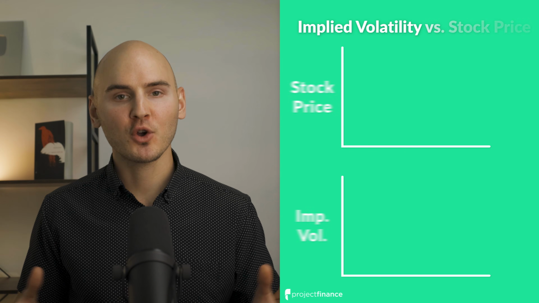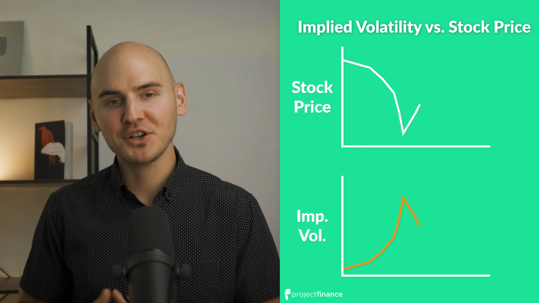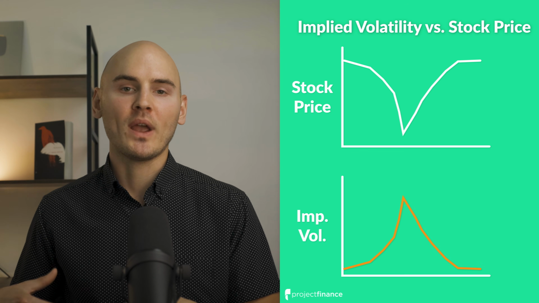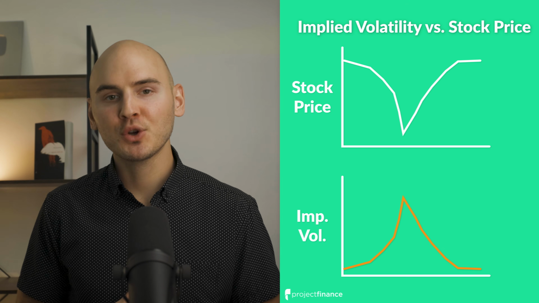But unfortunately, in the real world, when stock prices fall, implied volatility typically increases. So it's just helpful to know that in that scenario, when implied volatility is surging and the stock price is falling, that increase in implied volatility is going to fight against the profitability of your vertical spread.